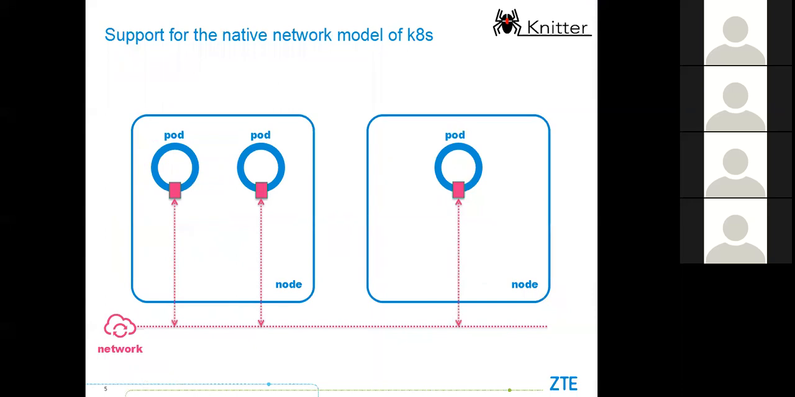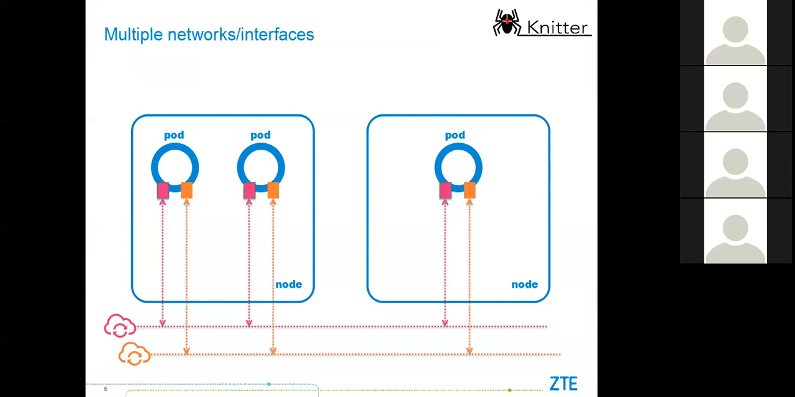The following are some main features of Netter. The first one is that it supports the native network model of Kubernetes. All of the pods can attach to a cluster-wide network if users don't specify the network attachment selection annotation. And the pods can attach to multiple networks and get the related multiple interfaces. Yeah, this is just what we want.